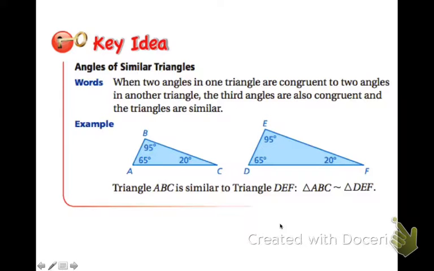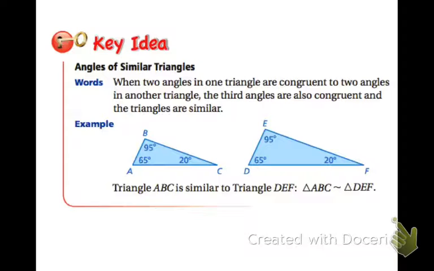Okay, this is lesson 3.4, using similar triangles. When two angles in one triangle are congruent to two angles in another triangle, the third angles are also congruent and the triangles are similar. Remember from the similar figures lesson that the corresponding angles are congruent and the corresponding side lengths are proportional. So we're going to use this information in this lesson.